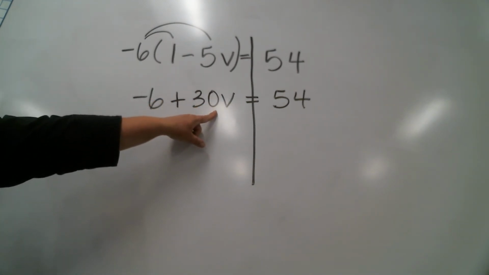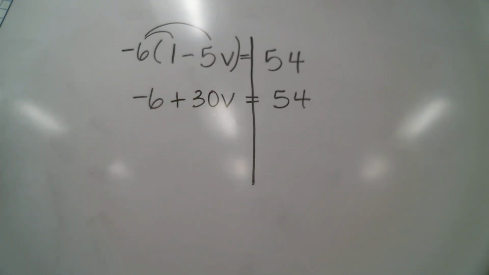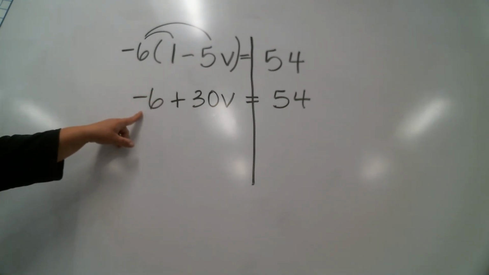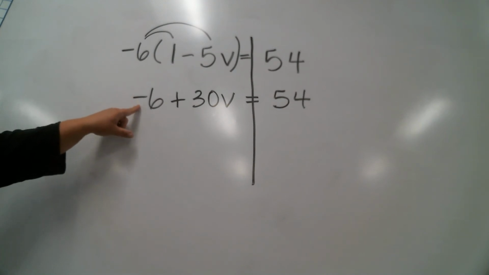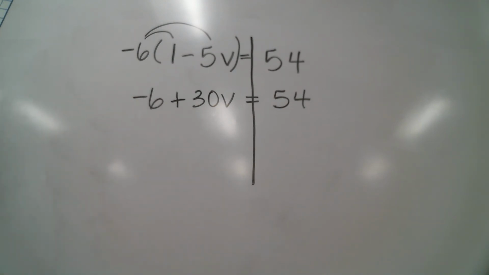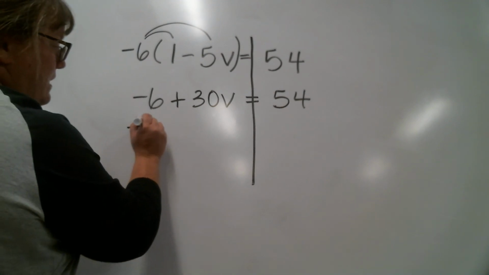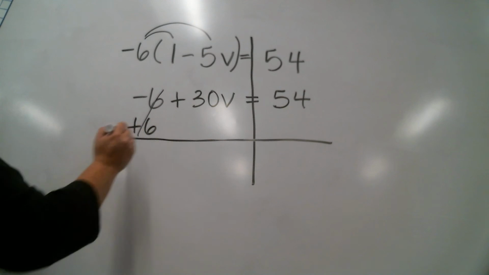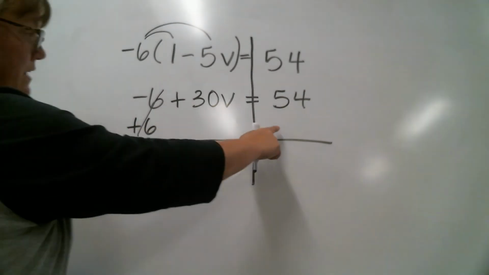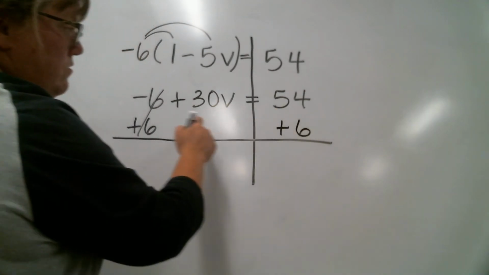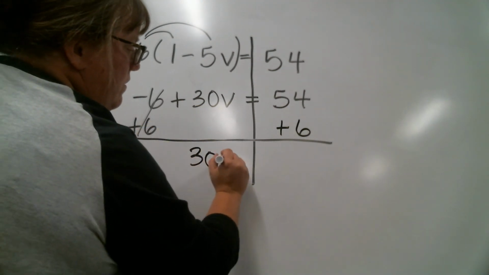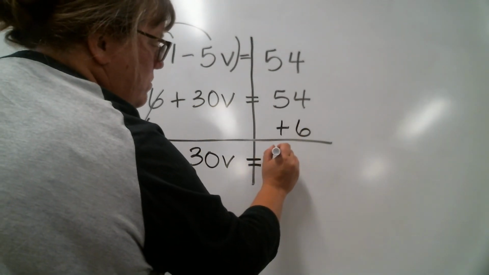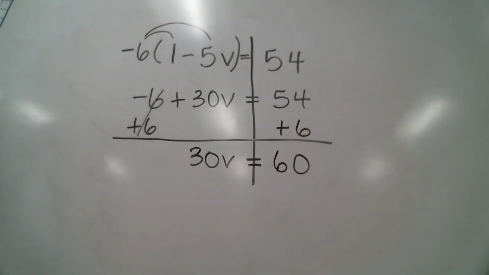Okay. Now remember, I'm trying to isolate the variable. The V right here is what I'm trying to get by itself. So I'm trying to take care of and undo everything over here on this side that's been done to V. So I'm going to start by undoing this negative 6. And remember, it takes the sign that's in front of it. So this is a negative 6. To reverse it, I'm going to add 6. So negative 6 plus 6 is just 0 and cancels out. But I have to add 6 over here as well. So now I've got 30V equals 60.